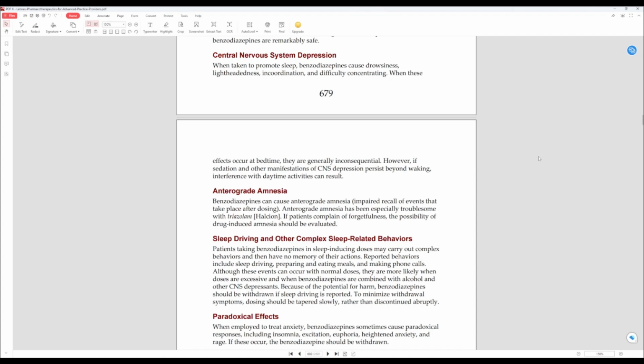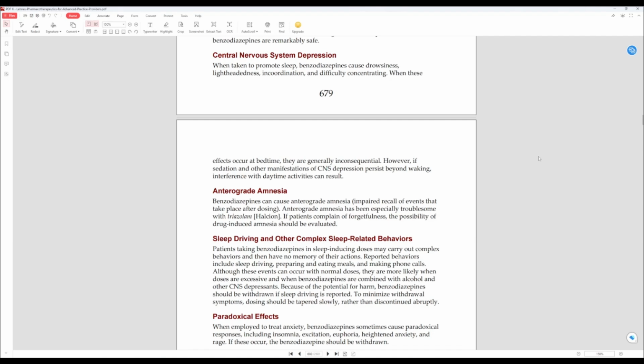When taken to promote sleep, benzodiazepines cause drowsiness, lightheadedness, incoordination, and difficulty concentrating. When these effects occur at bedtime, they are generally inconsequential. However, if sedation and other manifestations of CNS depression persist beyond waking, interference with daytime activities may result.